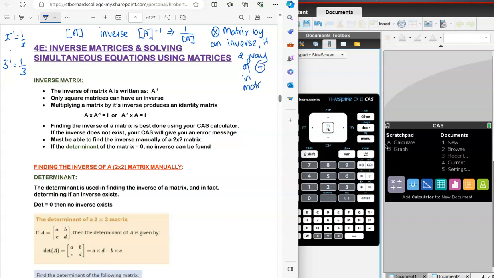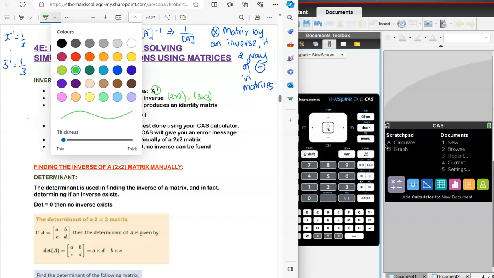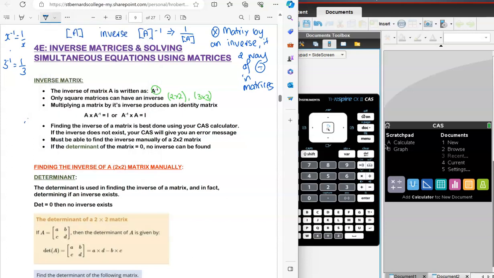So let's have a look at our inverse. As we said, the inverse matrix is written with that -1 up the top. Now it can only be a square matrix, so that means the same amount of rows as columns. So it could be a 2 by 2, 3 by 3, etc. Now, if you multiply a matrix by its inverse, you end up with its identity.